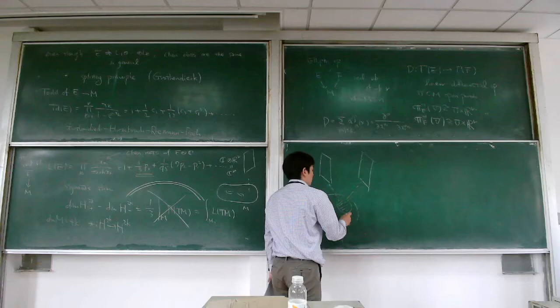Then D is called elliptic type if, for any vector not equal to 0 in R^n, such that you look at the top form.